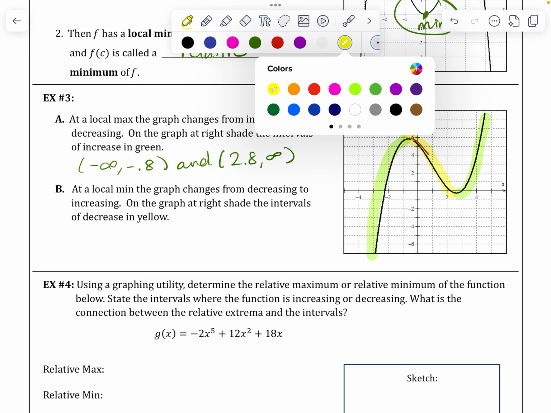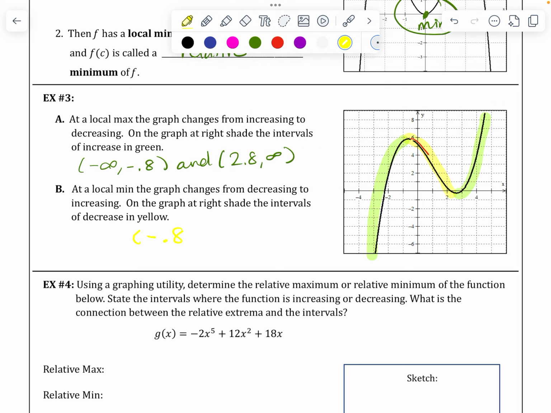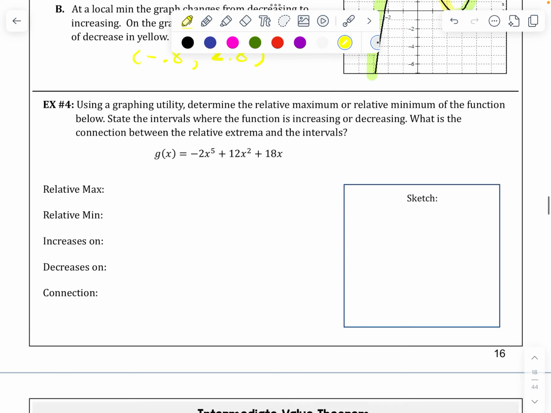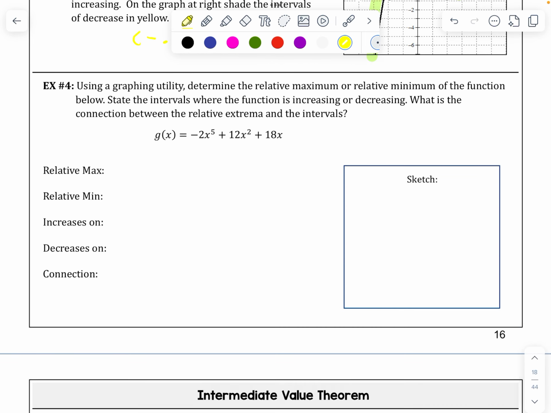And so we know that this is between, that decreasing is from when x is -0.8 to 2.8. Hopefully you can see that yellow. Okay, this next one says use a graphing utility to determine the relative maximum, relative minimum, and the intervals where it's increasing or decreasing. We've kind of done this before, but here's my sketch.